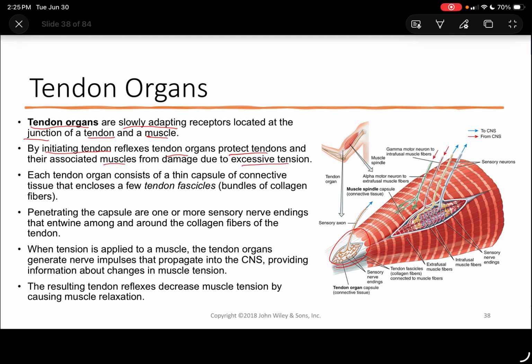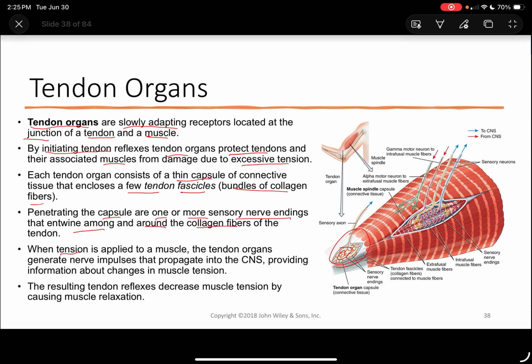tension on that muscle. So each tendon organ is going to consist of a thin capsule of connective tissue that encloses a few of our tendon fascicles. And these are just these cute little bundles of collagen fibers. Now, penetrating that capsule are going to be one or more of our little sensory nerve endings that are going to be intertwined around the collagen fibers that we see for that tendon.